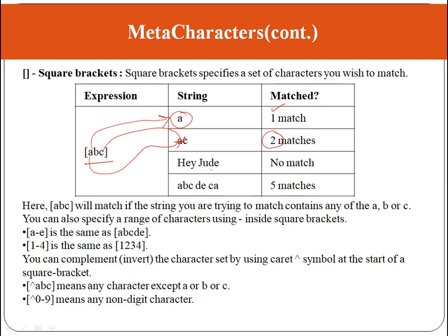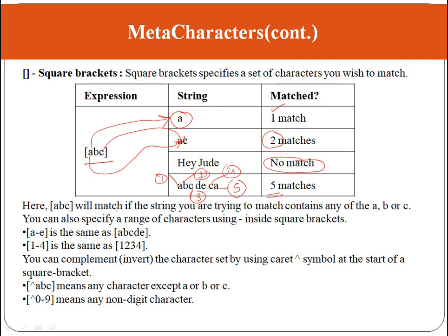In the next string, we are looking for a, but a is not there. We are looking for b, b is not there. We are looking for c, c is not there. So it means there is no match. Now this is the string in which a is 1 match, b 2 match, c 3 match, d is not there, e is not there, c 4 match, and a 5 match. So how many matches? 5. So a b c will match if the string you are trying to match contains any of a, b, or c.